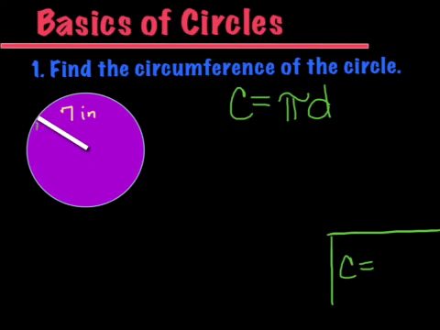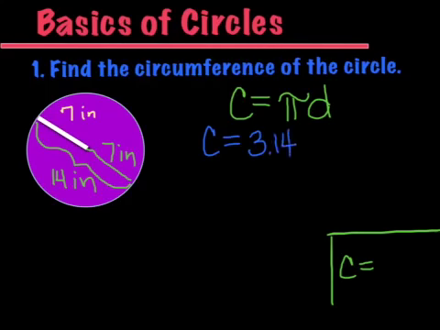So, if 7 is the radius, the diameter would be the whole distance across, which would have to be 14 inches. Because I could extend this, and that would be another 7 inches. And so the diameter would be 14. So let's go over to our formula and plug in what we have. So we're going to use 3.14 for pi, and we're going to multiply that by the diameter, which is 14.